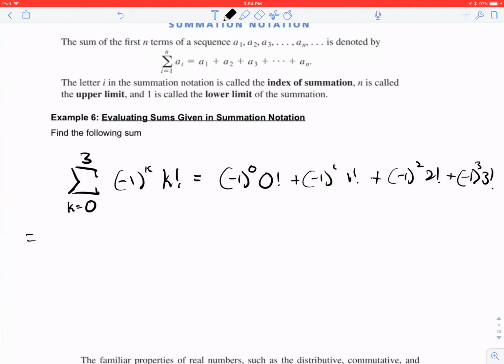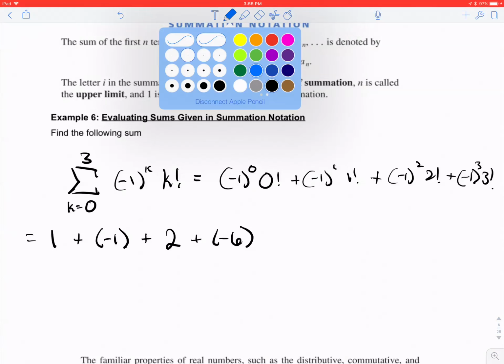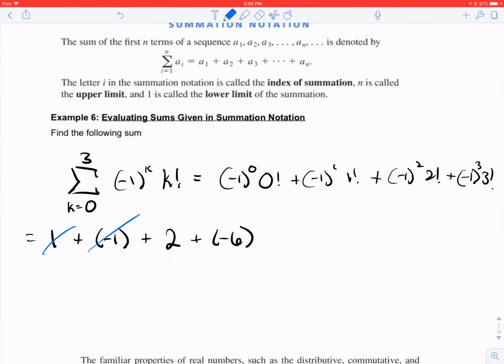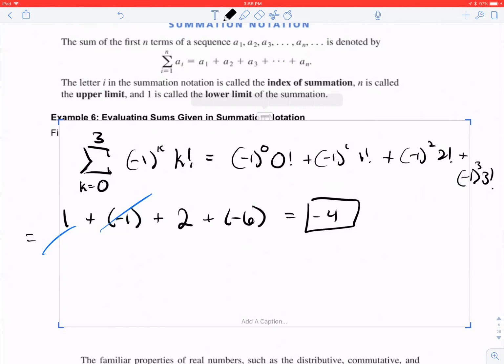If we keep going, negative 1 to the 0 is 1. 0 factorial is 1, so that first term is 1. Negative 1 to the 1 is negative 1. 1 factorial is 1, so that's just going to be negative 1. Negative 1 squared is positive. 2 factorial is 2, so that's 2. 3 factorial is 6, so that's going to be a negative 6, all right? So then these guys cancel each other. That's going to be negative 4. Negative 4 is good.